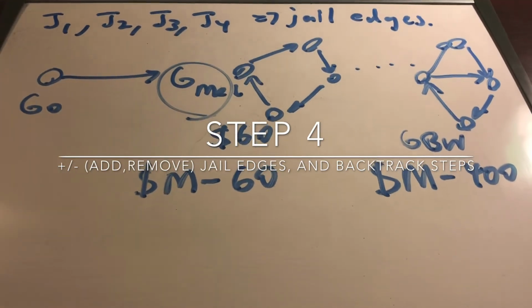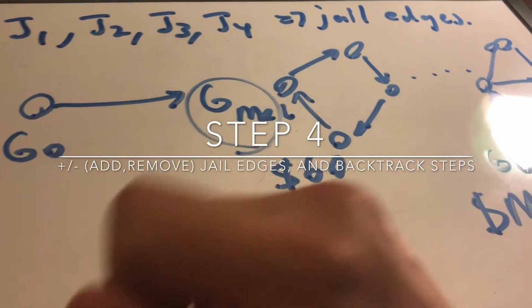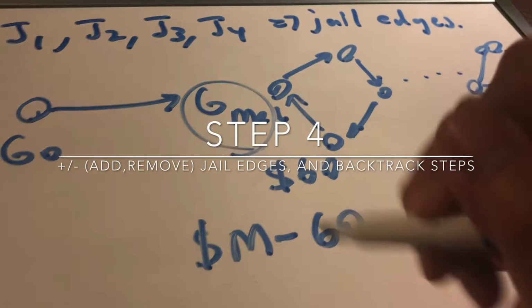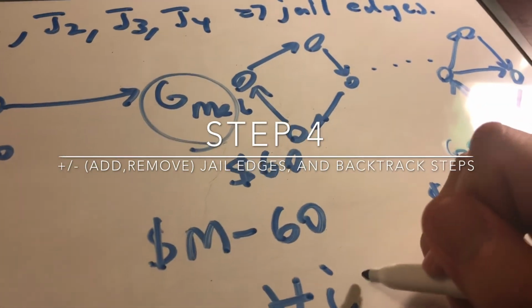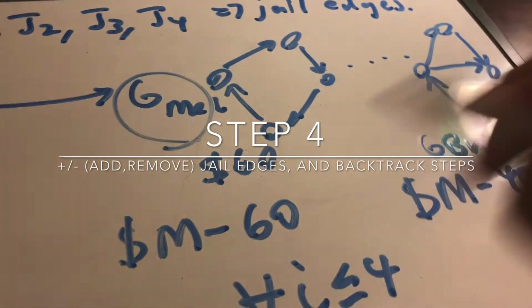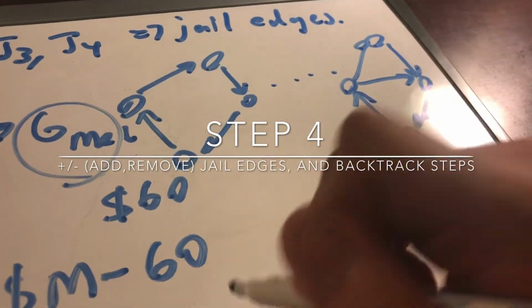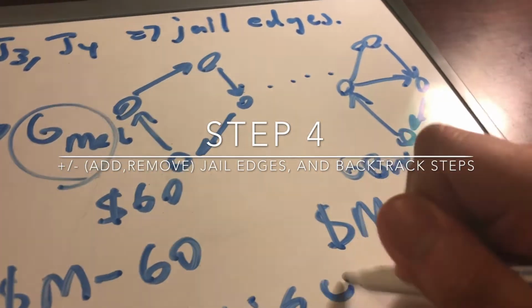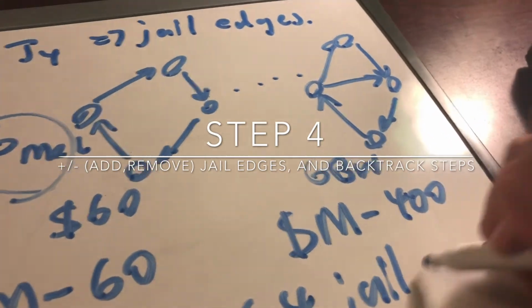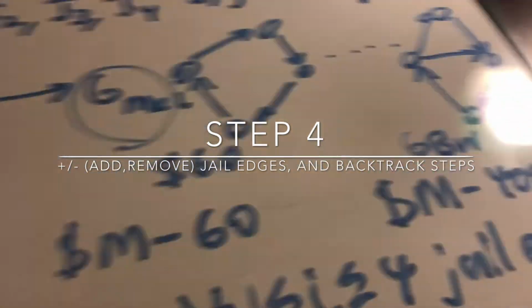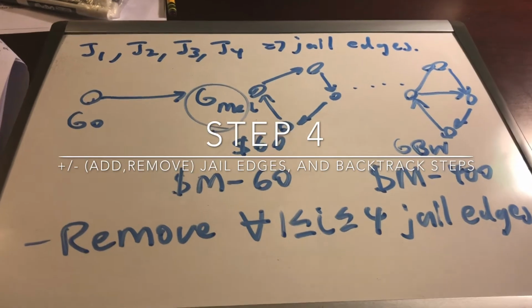First, we have to remove the jail edges. So remove for all I from 1 to less than or equal to 4, all the jail edges in Monopoly. Because otherwise that would be a bit of a problem in solving the problem.